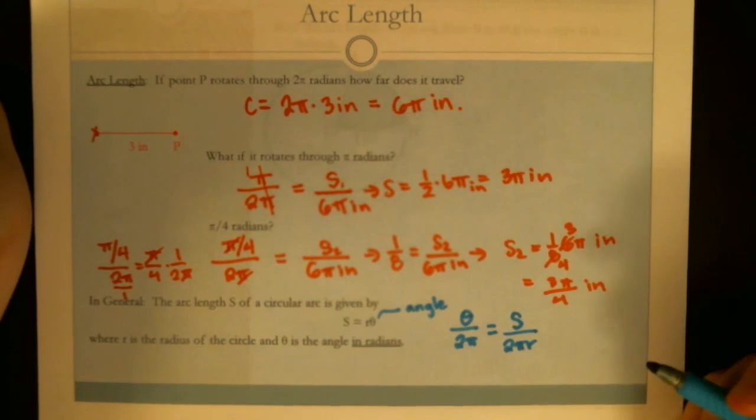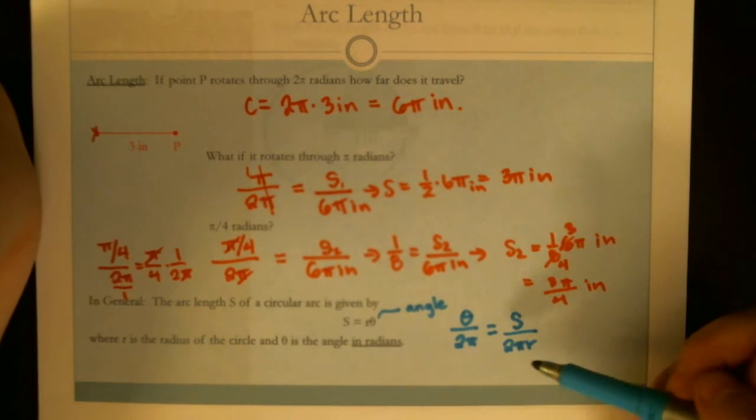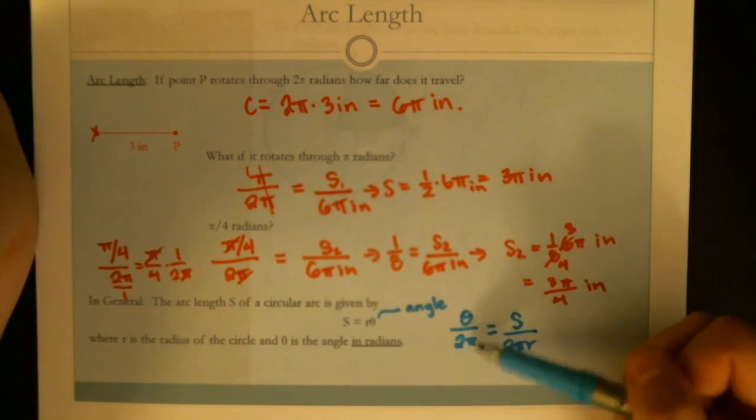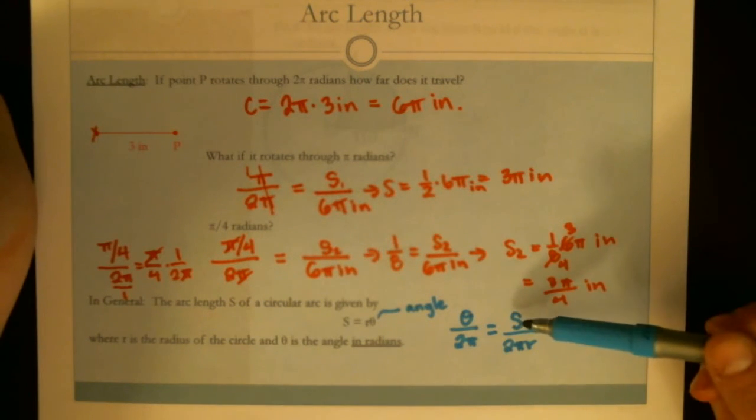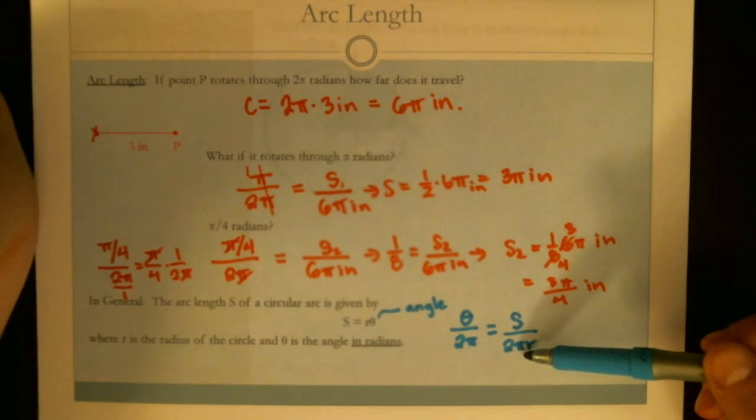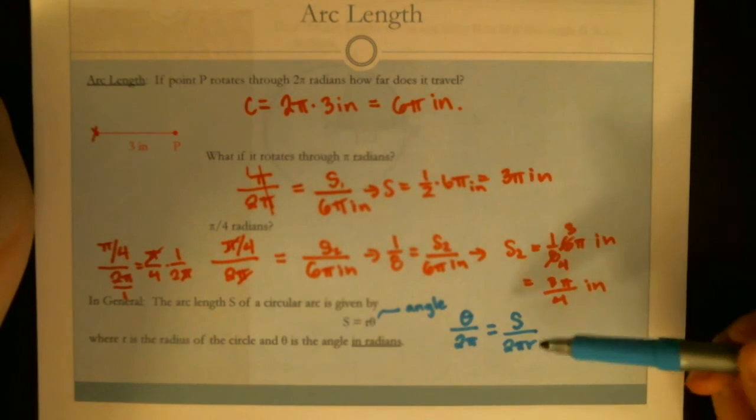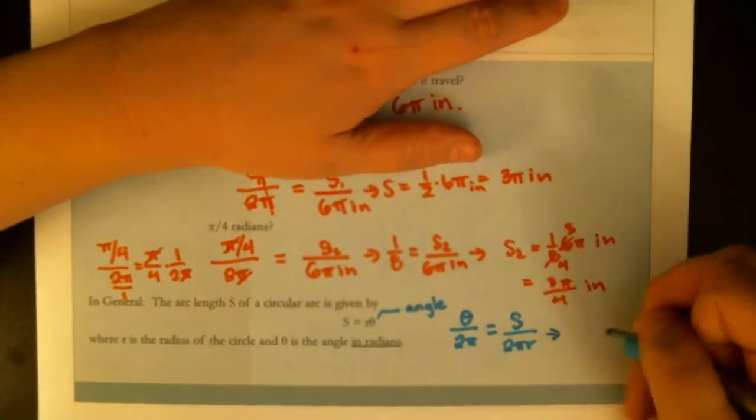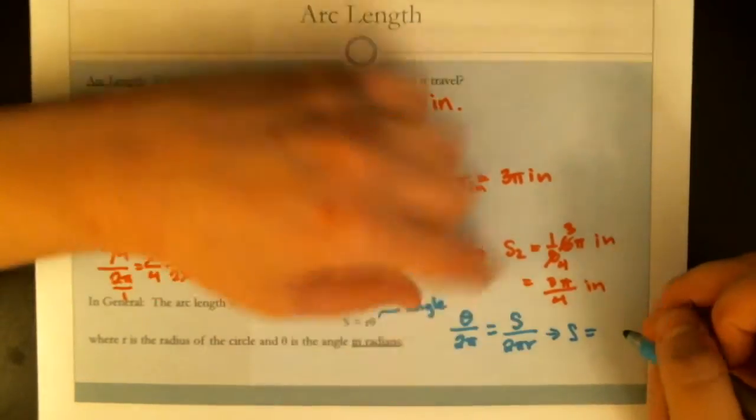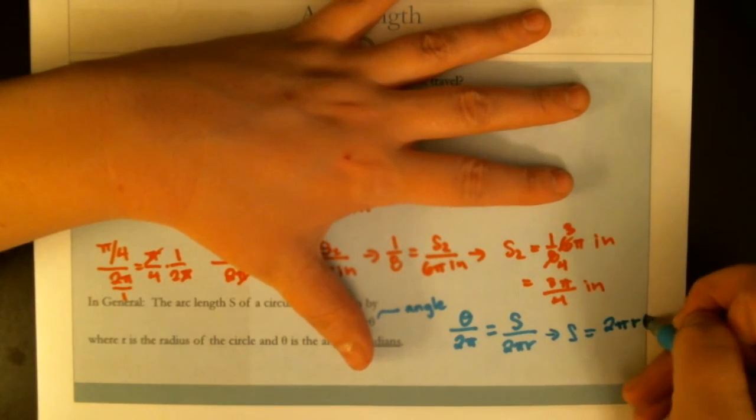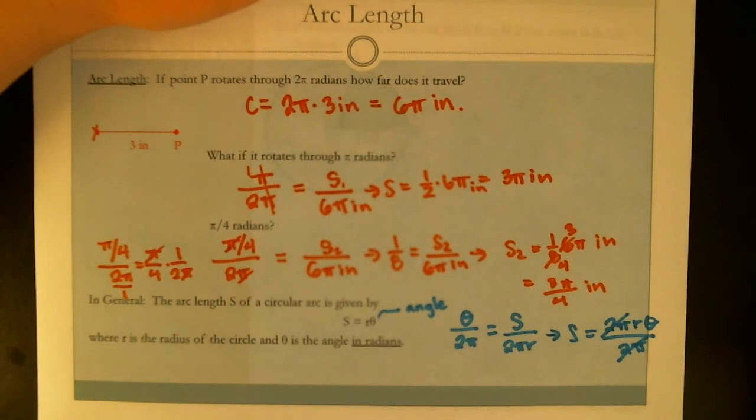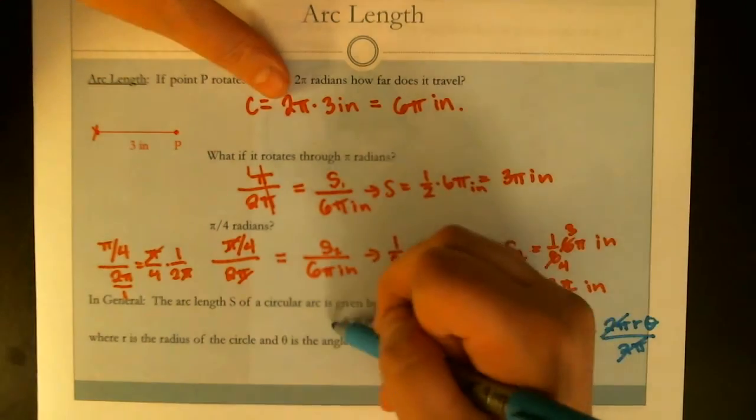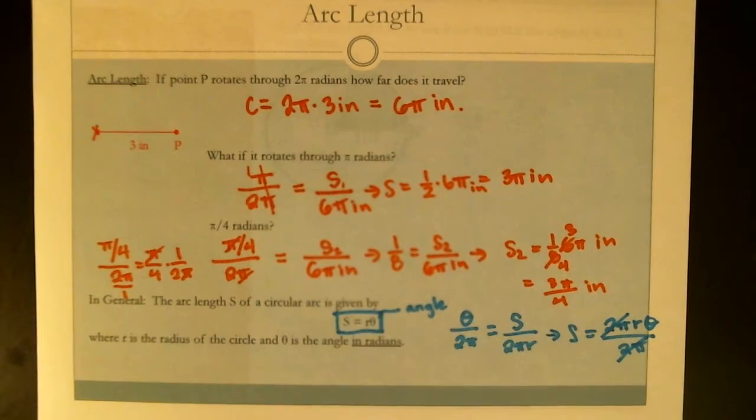So I'm being really general here. I'm not talking about the 3-inch radius circle. I'm talking about any circle. So your angle out of 2 pi, which is the whole rotation, should be equal to the arc length that angle captures divided by the circumference, 2 pi r. And we can solve this for s fairly easily. We would multiply by 2 pi r, so 2 pi r theta over 2 pi, and the 2 pi's cancel out really nicely. We saw those pi's canceling before, and we get this beautiful little formula right here, s equals r theta.